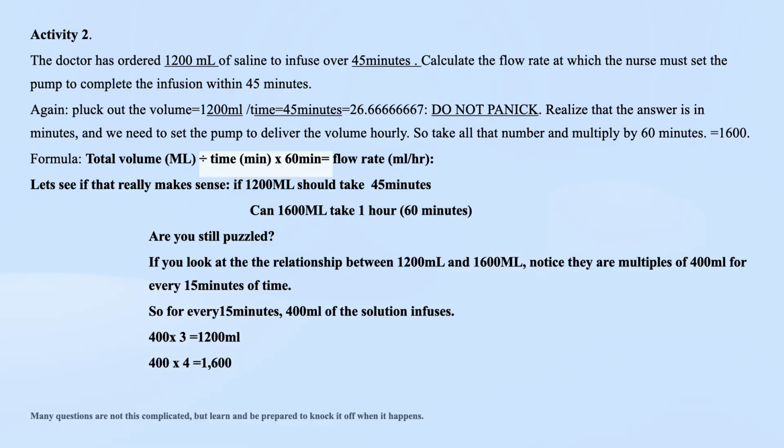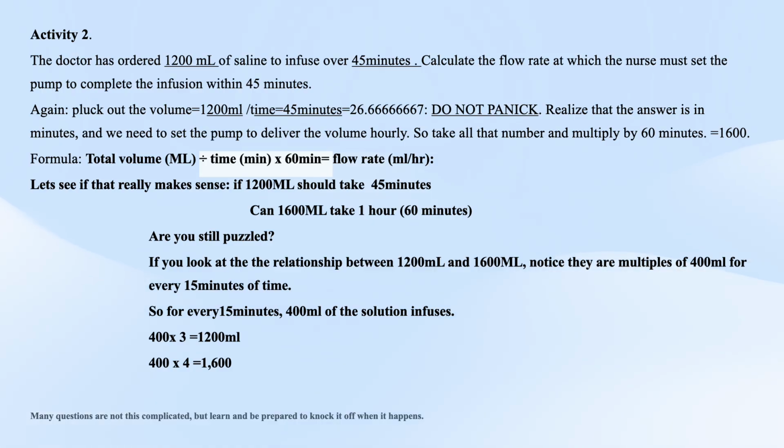Okay, so here can we identify the information we need to work with based on finding the rate formula. The rate formula, we always are going to need volume from the problem. So can we identify our volume? The volume here is 1200 ml. Okay, fine. What else do we need? We need time. The time here is given to us in 45 minutes. Okay, and we have to find the rate of ml per hour.